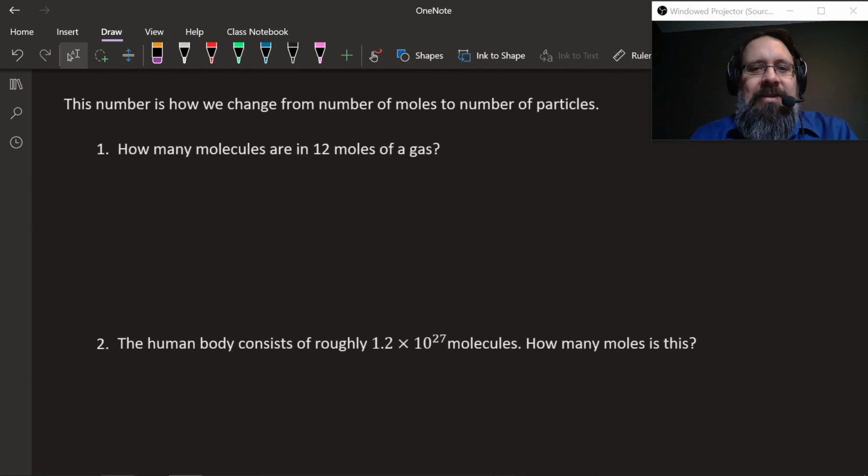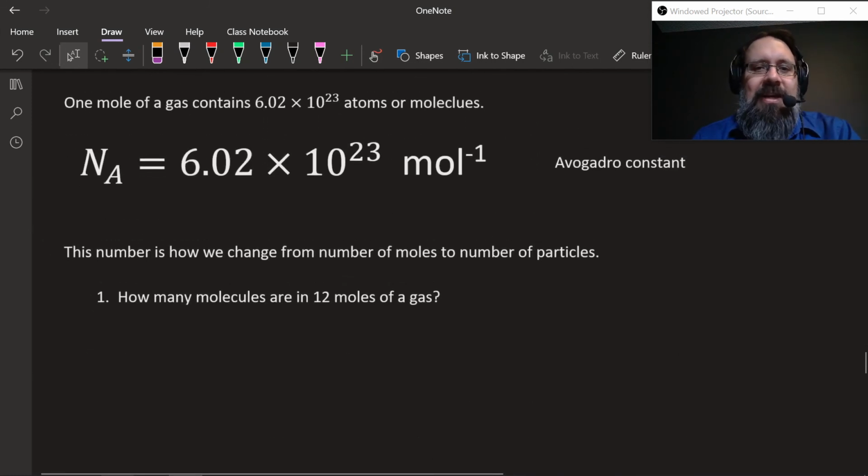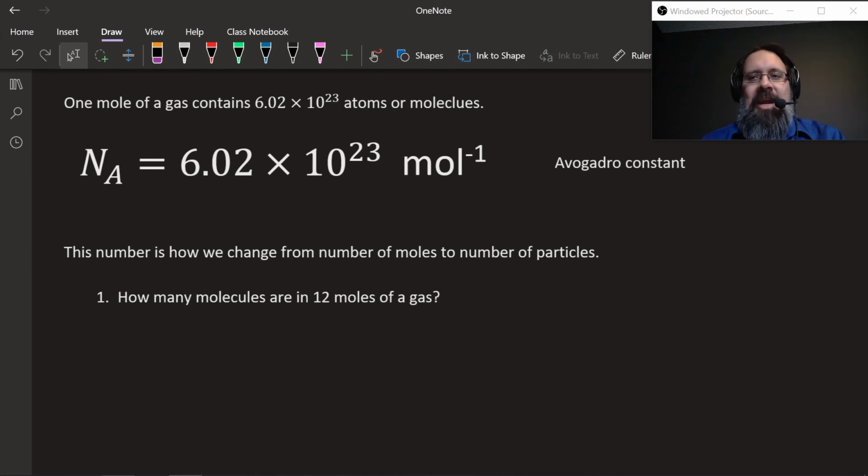This is how we change from number of moles to number of particles. So that's all we do. It's just this number that allows you to change from moles to particles, from getting the true number to getting the mole number. So here's a question.